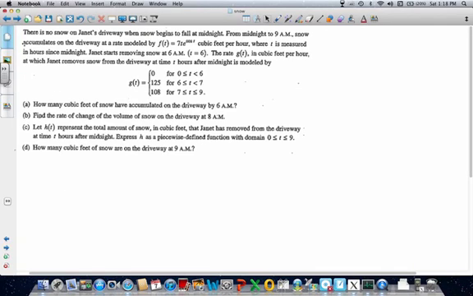All right. Here's an AP problem from a few years ago. There is no snow on Janet's driveway when the snow begins to fall at midnight. From midnight to 9 a.m., snow accumulates on the driveway at a rate modeled by f of t equals 7t e to the cosine of t cubic feet per hour. So here is our rate at which the snow is falling.